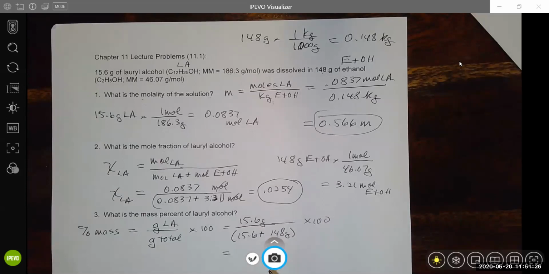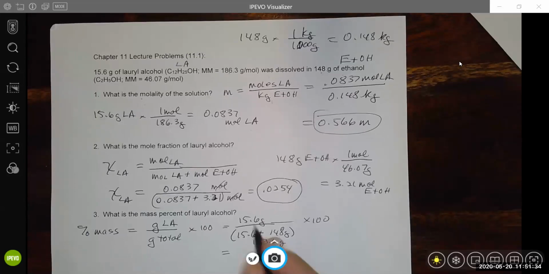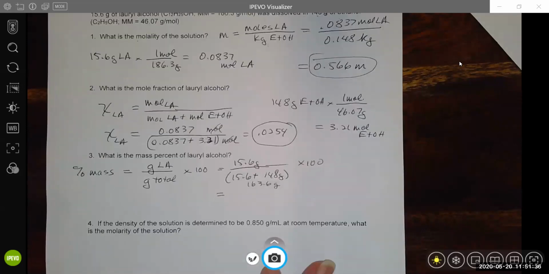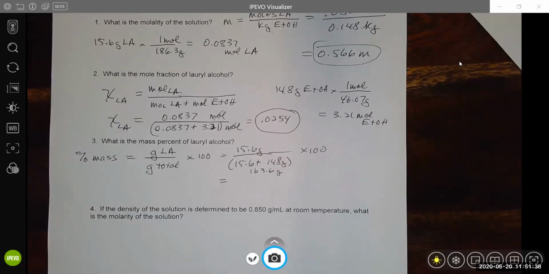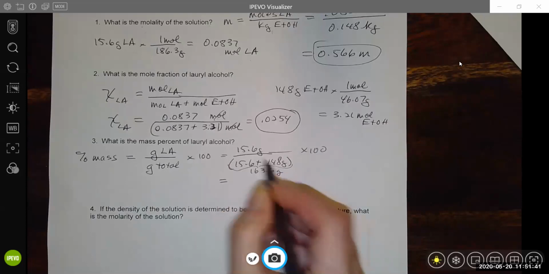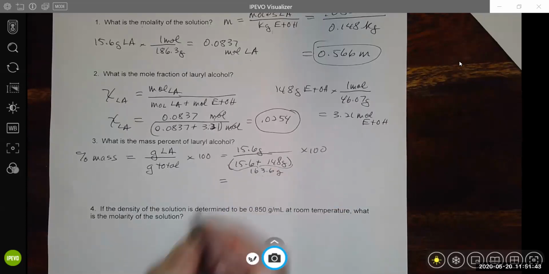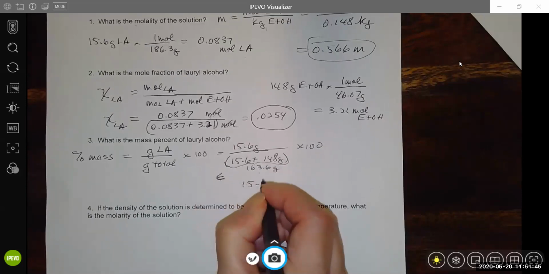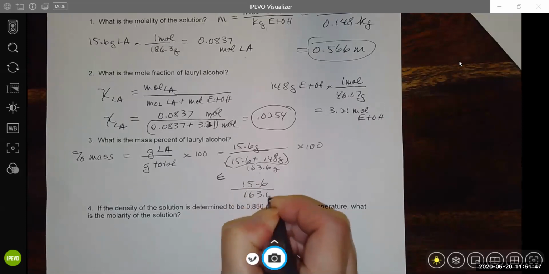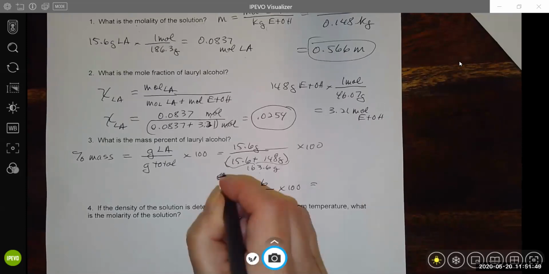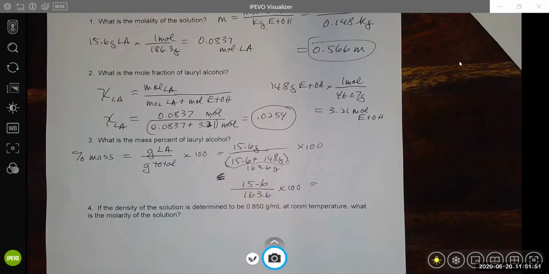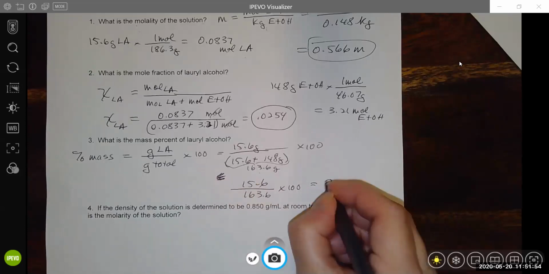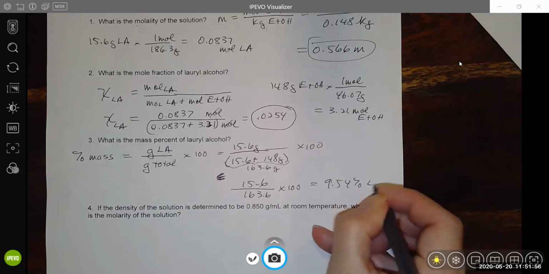And if I do that, this bottom part is 163.6 grams. And then if I divide 15.6 by 163.6 times 100, that gives me 9.54% lauryl alcohol.